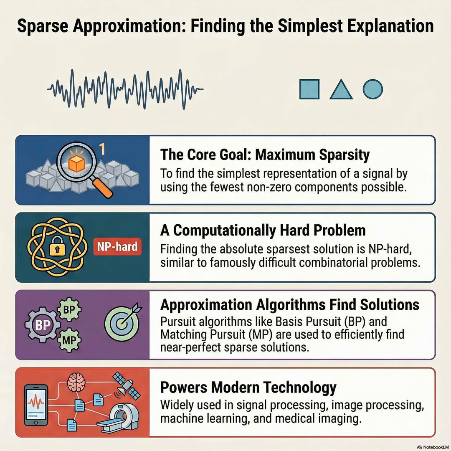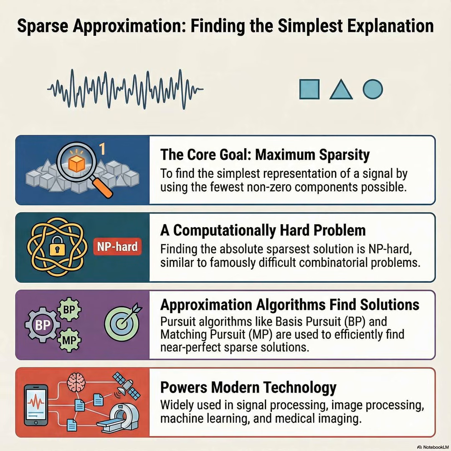Absolutely. OMP is crucial because after it finds a new atom, it performs a least squares update. This step ensures that the residual, the part of the signal we haven't explained yet, is mathematically orthogonal to all the atoms we've already chosen. So it prevents the algorithm from just picking the same things over and over. Exactly. It makes sure there's a clean, fast path to the best possible fit.